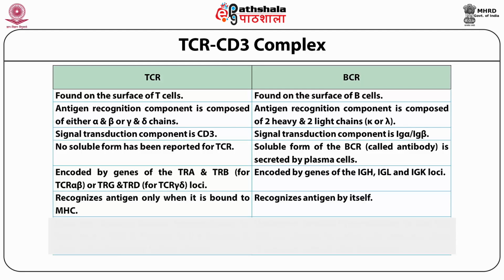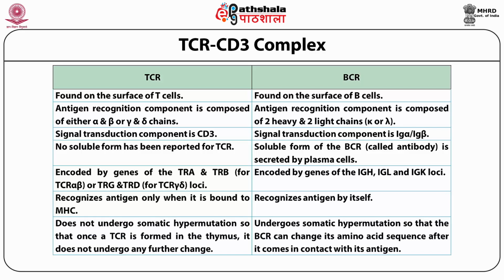The seventh point of difference is that the TCR recognizes antigen only after it has been processed and presented in the context of a self-MHC molecule, while BCR recognizes antigen by itself. The last point of difference that we are going to talk about today is that the TCR does not undergo somatic hypermutation, so that once a TCR is formed in the thymus, it does not undergo any further change. However, the BCR undergoes somatic hypermutation so that the BCR can change its amino acid sequence after it comes in contact with its antigen.